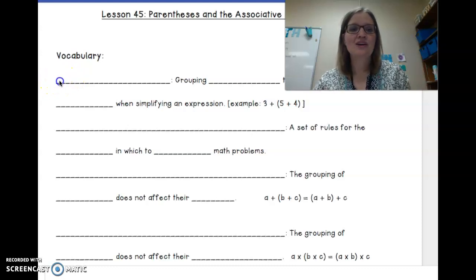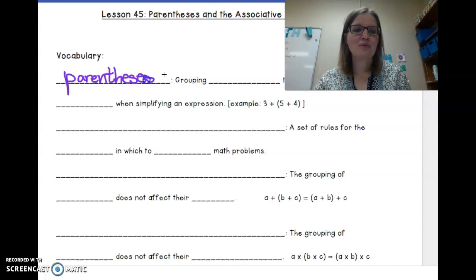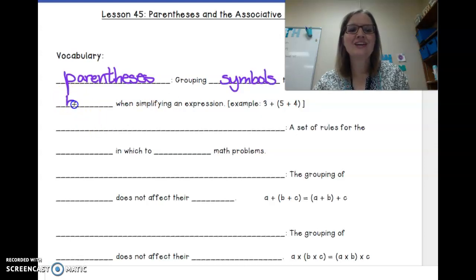We're going to write down this word: parentheses. Parentheses are grouping symbols that indicate where to begin when simplifying an expression. So you work in the parentheses first, where to begin.